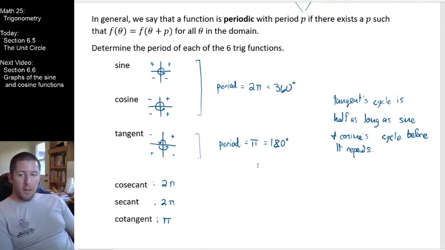So this is important though, and it's not hard to remember. Sine and cosine are going to repeat every full revolution. Tangent only takes half a revolution to see everything and then to identically reproduce it on the bottom half of the quadrants down there.